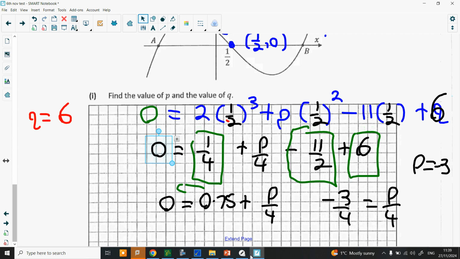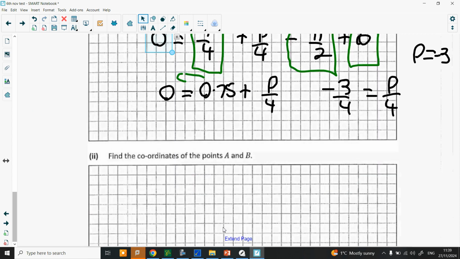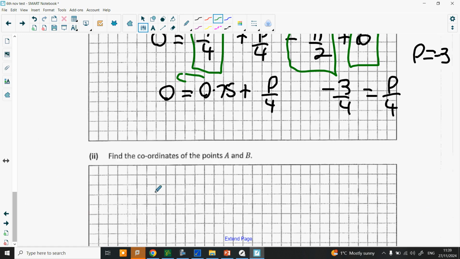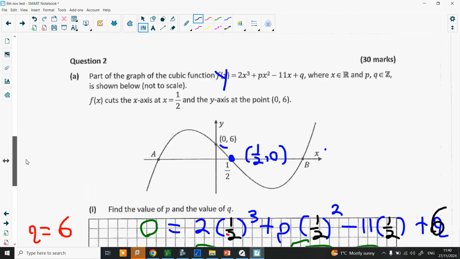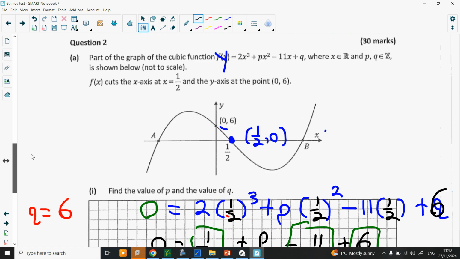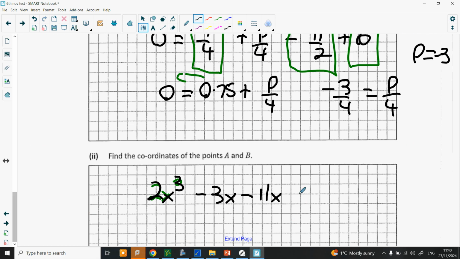All right. Now, find the coordinates of A and B. Now I've got to rewrite the equation here. What is it? It's going to be 2x cubed, yeah. 2x cubed, yeah. Px is minus 3x. What came after that then? Minus 11x. And then what's it plus q, is it? What's q? Q is 6, yeah?